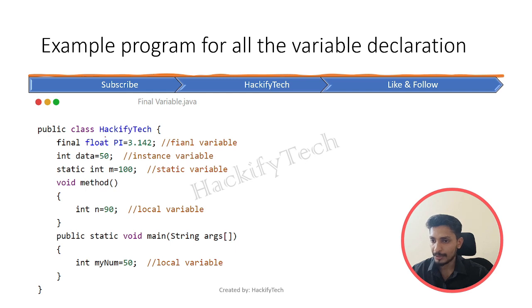Here is a program which will demonstrate an example of all types of variables. Here we have declared a final variable with a float type. Final variables are always written in capital case. Then we have an integer. Since we are using the final keyword, we call it a final variable. This data we call an instance variable because it belongs to this class. Then we have a static variable here. Then we have a method, and again we call it a local variable. We also have a main method here. Any variable declared within this is what we call a local variable as well.